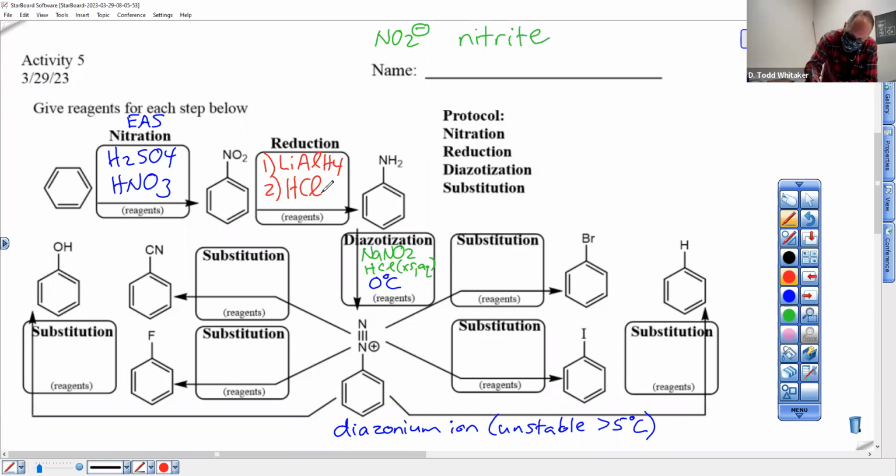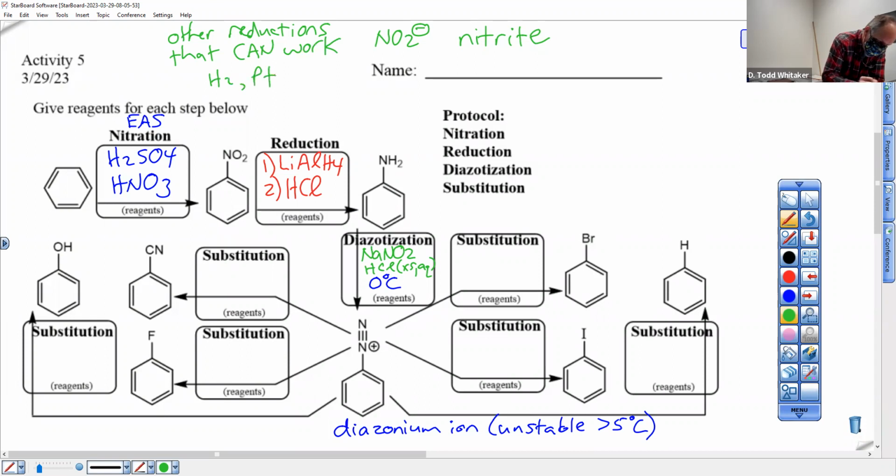What do we got? We're going to do H2 and platinum. So other reductions that can work. Good thing this is a lecture course, right? Because everything in a lecture course works. It can work. So H2, comma, Pt. That's one. H2, comma, nickel. And it's a very special nickel. Some guy put his name on it. Raney nickel. It's just how the metal was processed. It's an engineering thing.